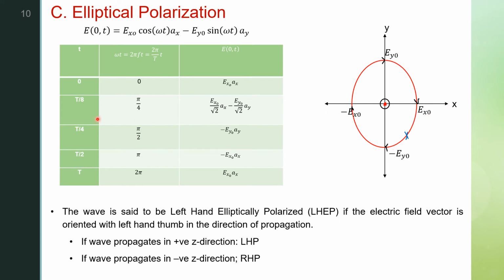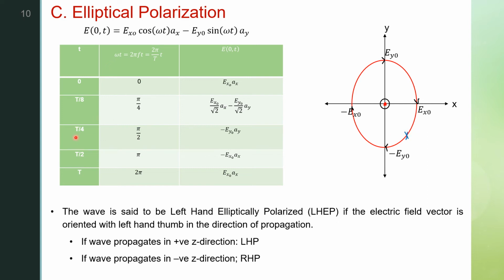So now let's consider another time instant, t by 8. That is omega t will be pi by 4. That means cos pi by 4 is 1 by root 2, sin pi by 4 also 1 by root 2. So substituting that value, we get the electric field as Ex0 by root 2 Ax minus Ey0 by root 2 Ay. So let's plot it in the graph. Along x direction it is Ex0 by root 2 and along y direction it is minus Ey0 by root 2. So let's say it is somewhere here.